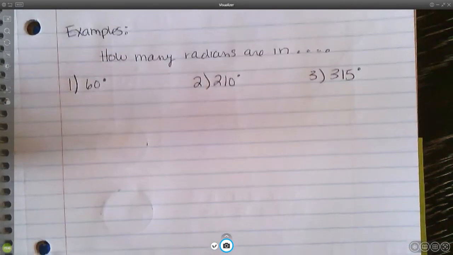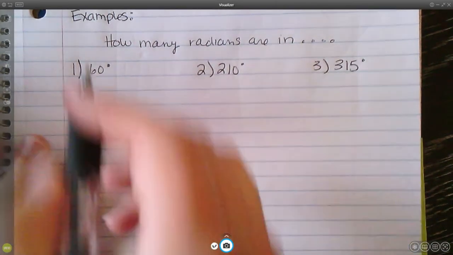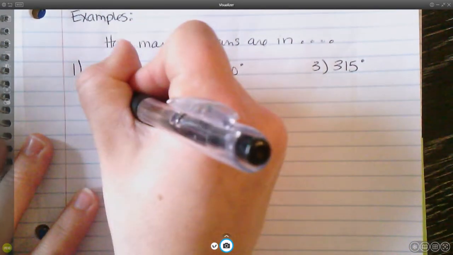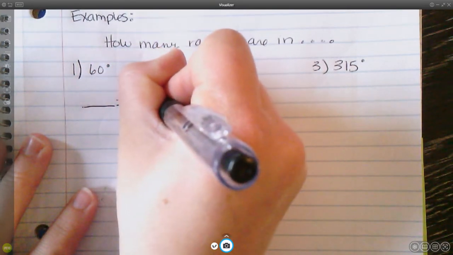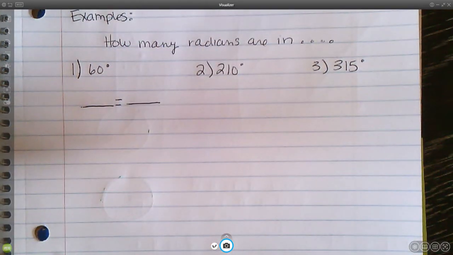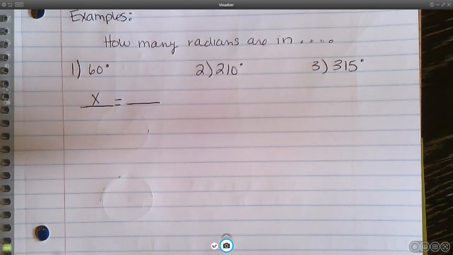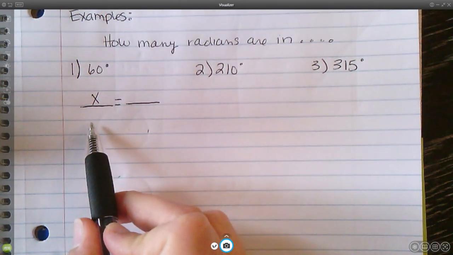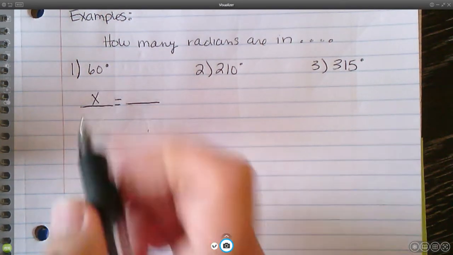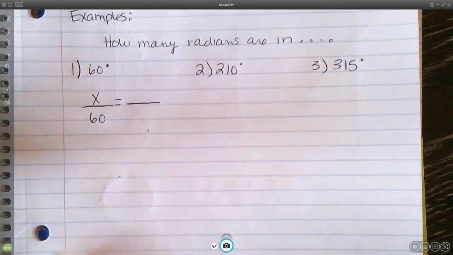Okay, so step 1, you have to set up your ratio. So you have a fraction bar, you have an equal sign, you have a fraction bar. What goes in the top left? Okay, what you're trying to find. So we just call that an x. What goes on the bottom? Well, that's what we know. So for number 1, we know it's 60 degrees, so that goes here.